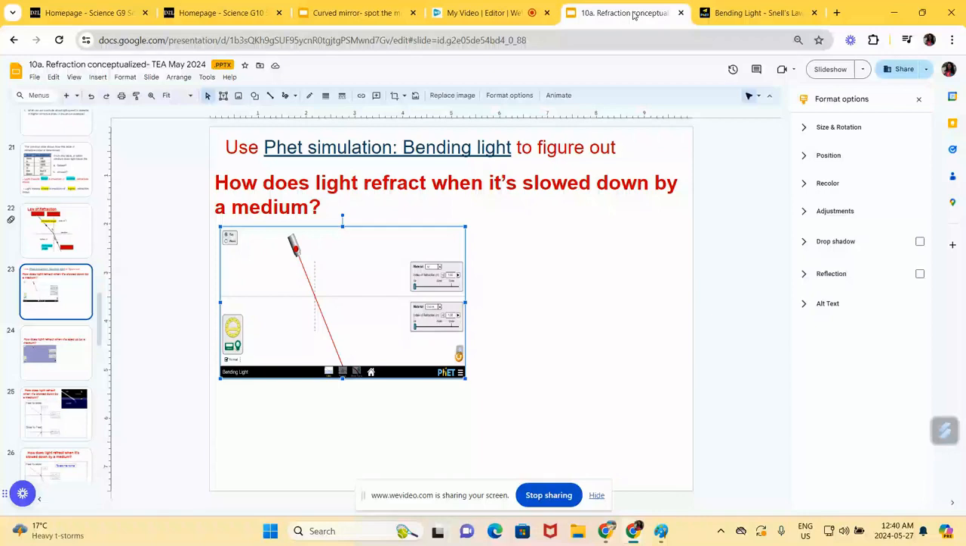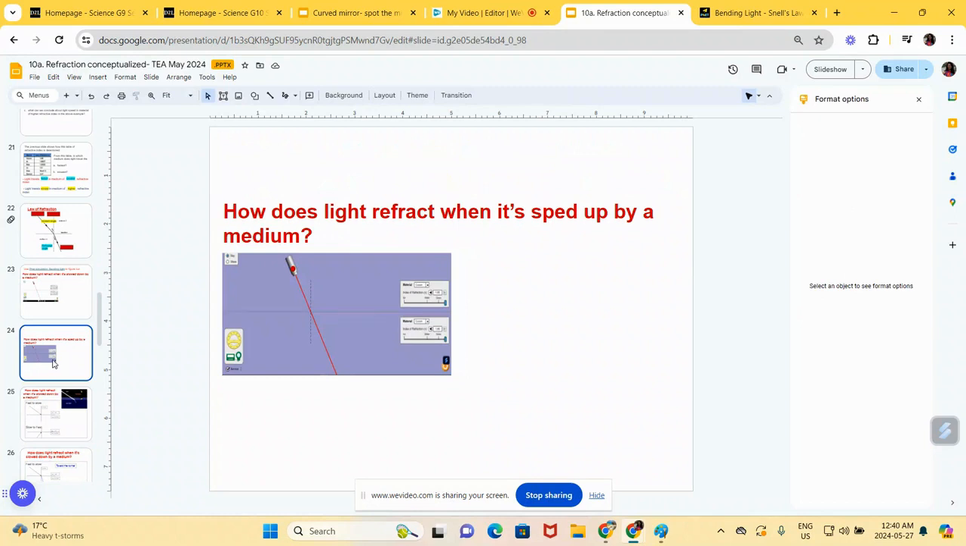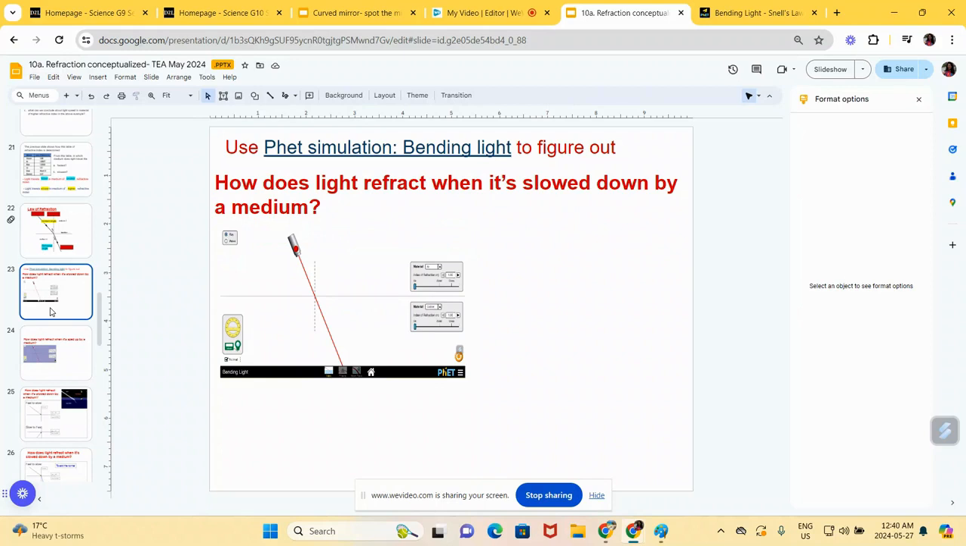Could be air, could be water. So we're going to be using a PhET simulation called bending light to figure that out. And then we also want to answer the question of how does light refract when it's sped up by a medium? So let's go into the first question of inquiry.